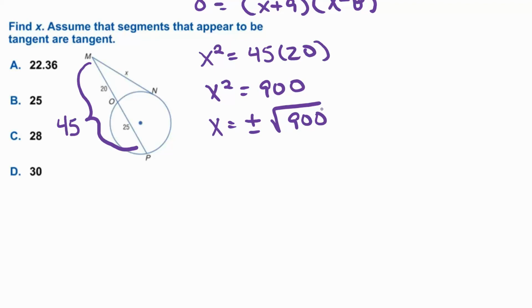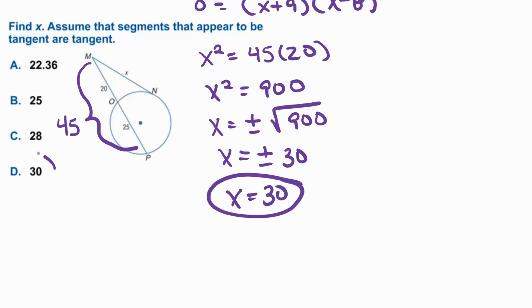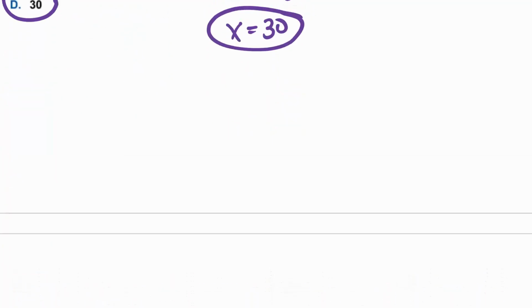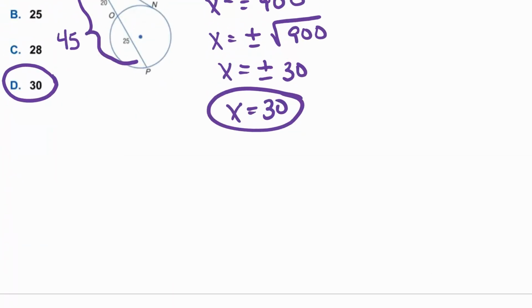Again, I know we're only looking for the positive answer, but just to keep this mathematically correct, I will continue to write plus or minus the square root of 900. So x equals plus or minus 30. Since it is a length, we're only going to choose the positive answer. So x equals 30. And that concludes Chapter 10.7.